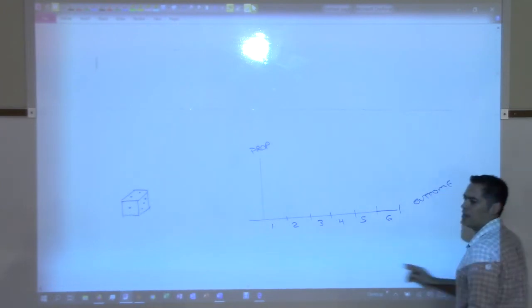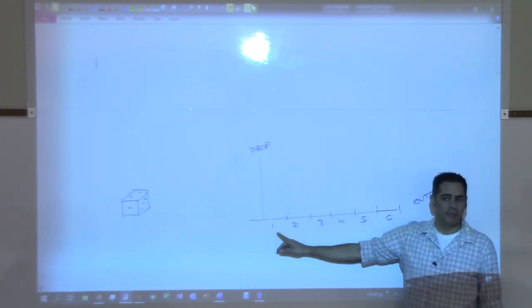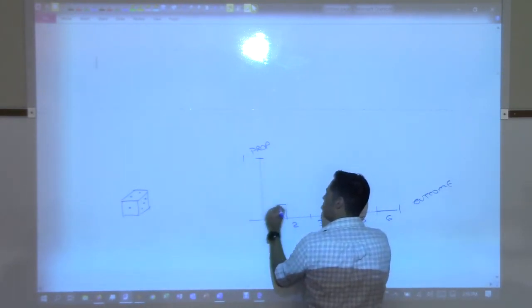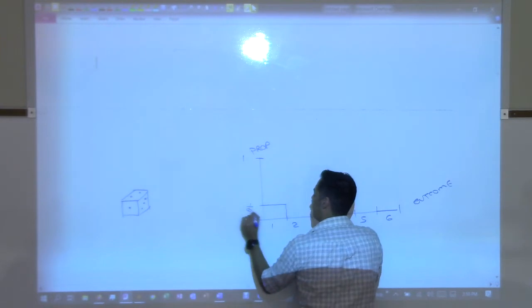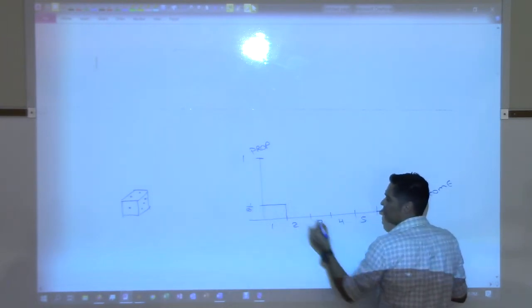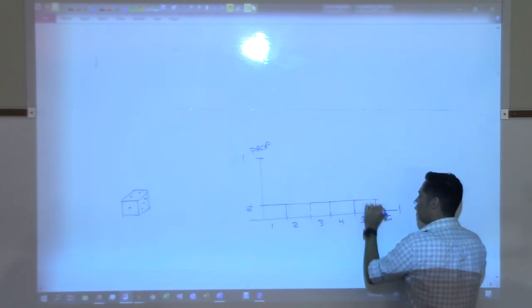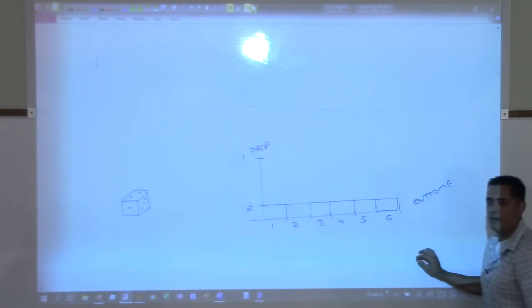What is the probability that you're going to roll a 1? 1 out of 6. So if this is 1, 1/6 would be right here. And then what's the probability of rolling a 2? 1/6. 3, 1/6. 4, 1/6. 5, 1/6. 6, 1/6.